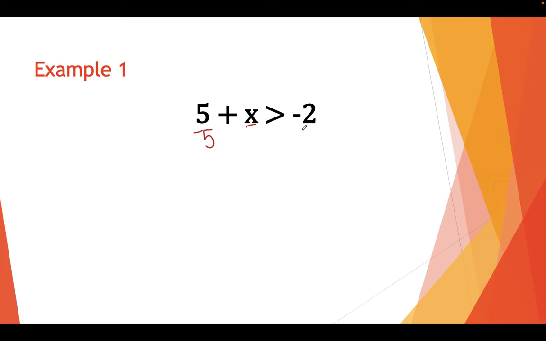So first you're going to subtract the 5 just as you would if this was an equal sign. You end up with x is greater than -7. This means any number that's bigger than -7 would make that inequality statement true. While we cannot possibly write every single number that's greater than -7, we can draw a number line to show all of those possibilities.